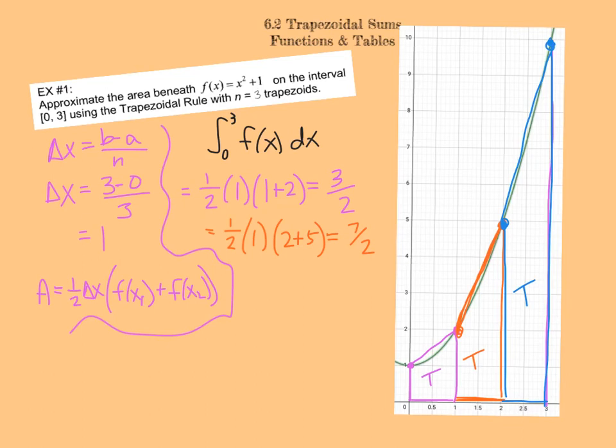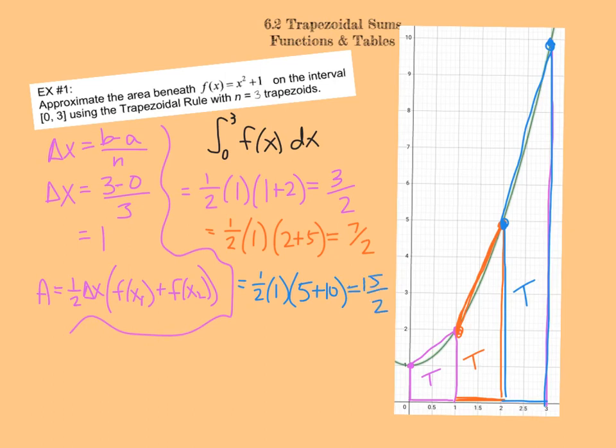That trapezoid is 1/2 delta x, again, which is 1. And then the heights of our trapezoid, or the bases, however you want to look at it, are 5 and 10. Again, we get that from if I plug 2 into the function, I'll get 5. And if you plug 3 into the function, you'll get 10. So 5 plus 10, which is 15/2.